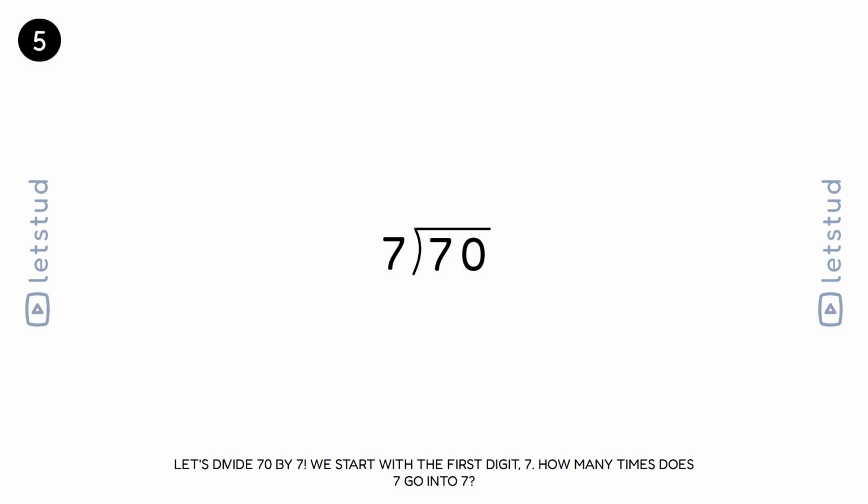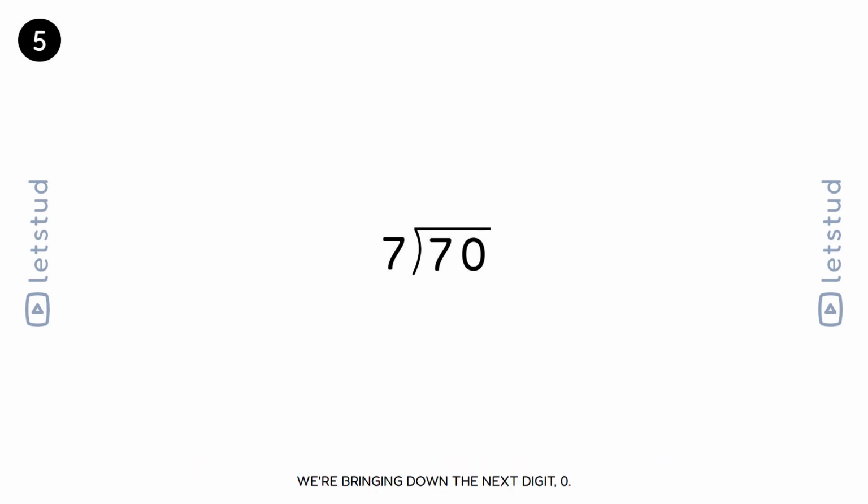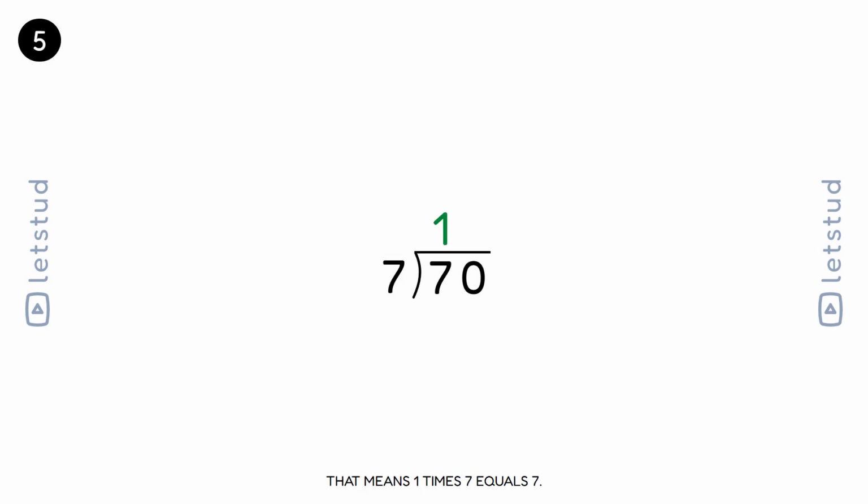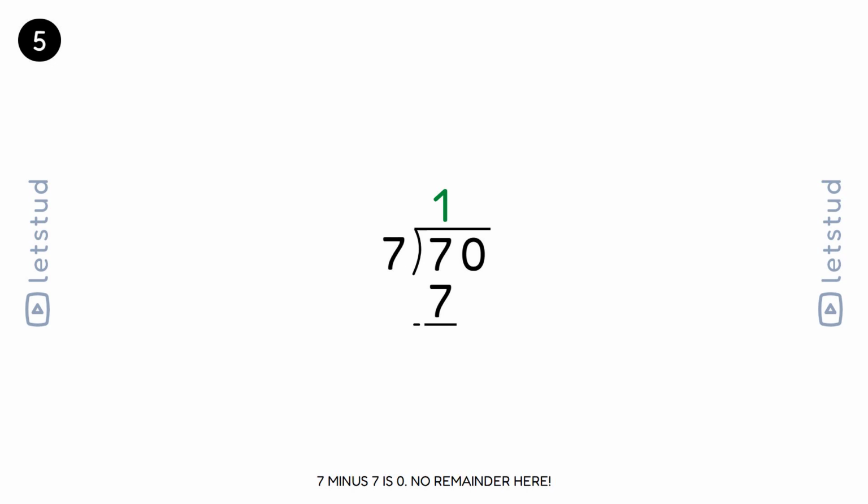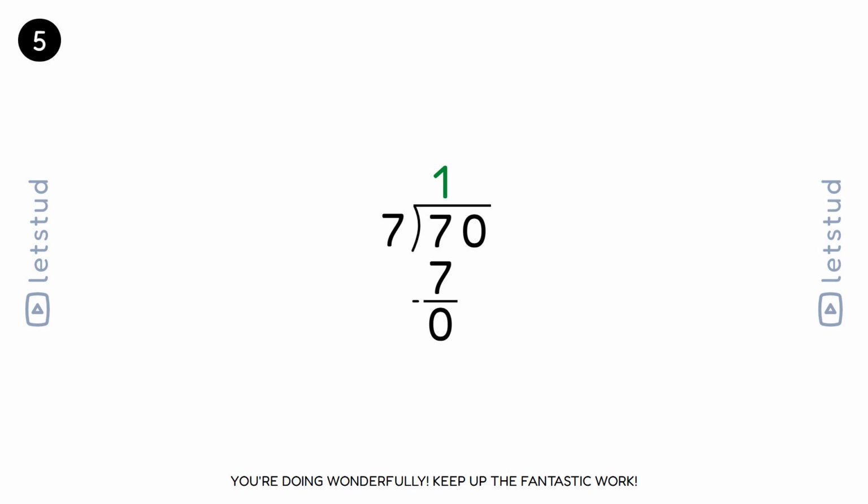We start with the first digit, 7. How many times does 7 go into 7? We're bringing down the next digit, 0. 7 goes into 7 one time. That means 1 times 7 equals 7. 7 minus 7 is 0. No remainder here. You're doing wonderfully. Keep up the fantastic work.